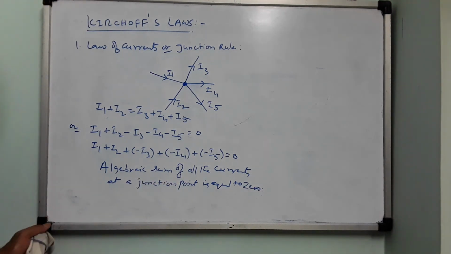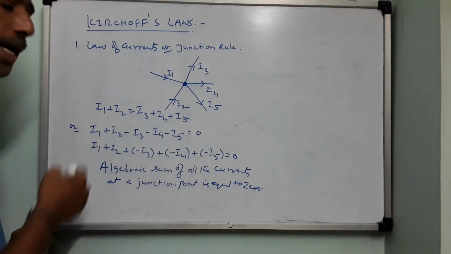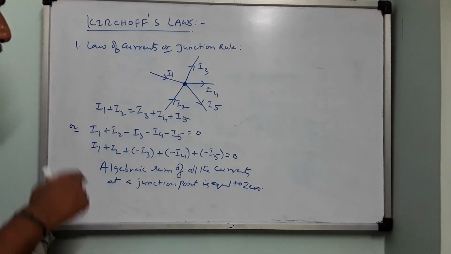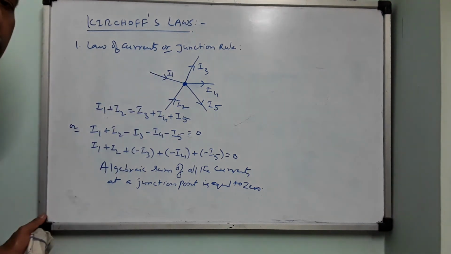Algebraic sum. What is meant by algebraic sum? When you add the things algebraically, the sign of that particular term is to be carried forward. So I3, I4, I5, they are carrying a negative sign. So you have to bring the negative sign along with these quantities and add. That is called algebraic sum. The algebraic sum of all the currents at the junction point is going to be 0.